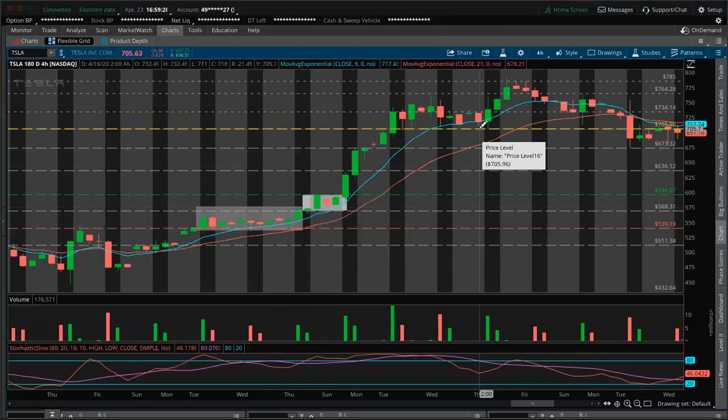So when you're trading ranges, it's important to focus on what time frame you're looking at first before deciding what contract to buy for your options, whether it be calls or puts.